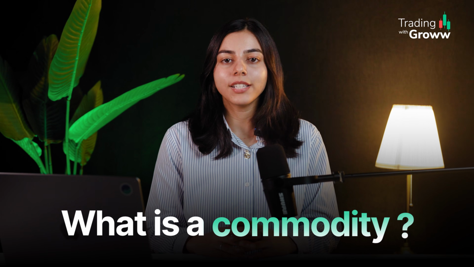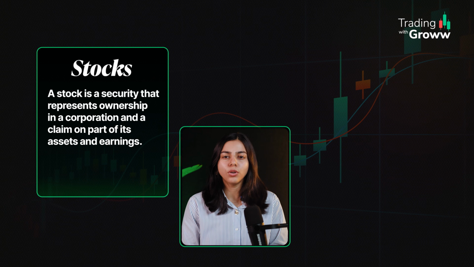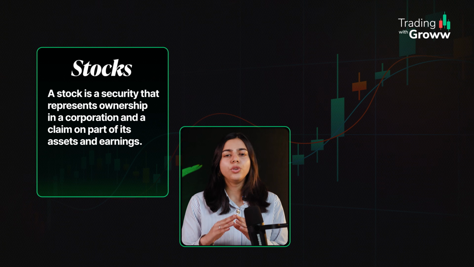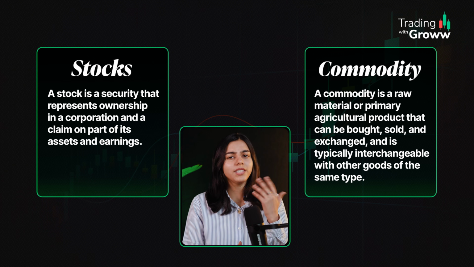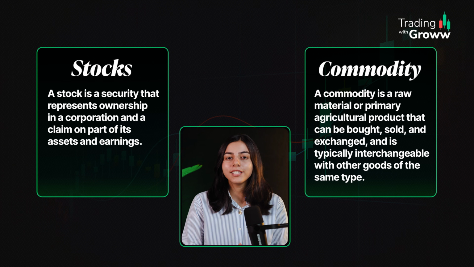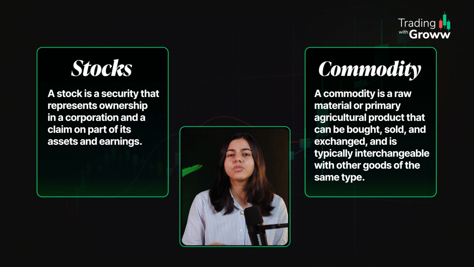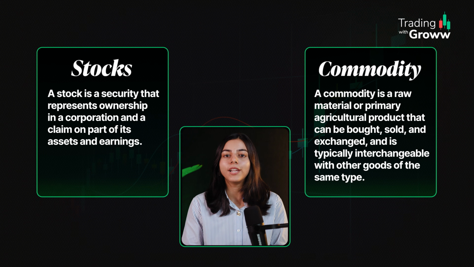First, what is a commodity? It's simple. When you buy a stock like TCS, you're buying ownership in a unique company. No one else is TCS. But when you buy a commodity, you're buying a standardized good. Gold is gold, whether it's in India or Africa. This standardization or fungibility is what makes it possible to trade on a global exchange.